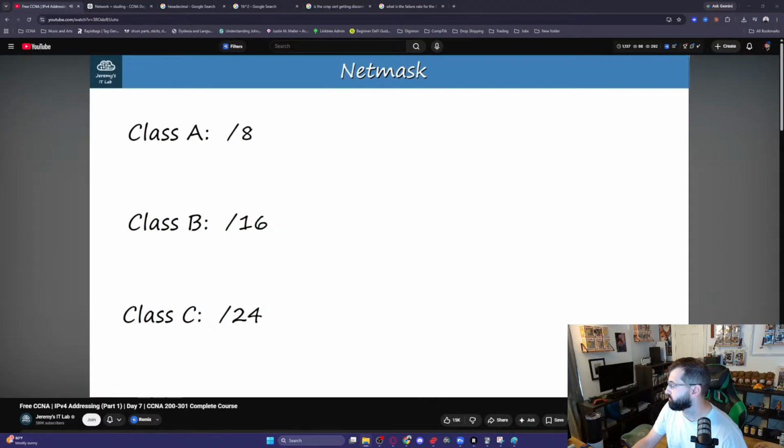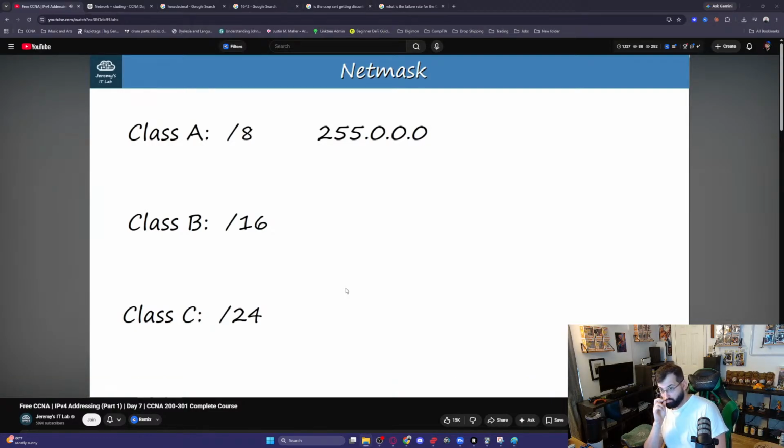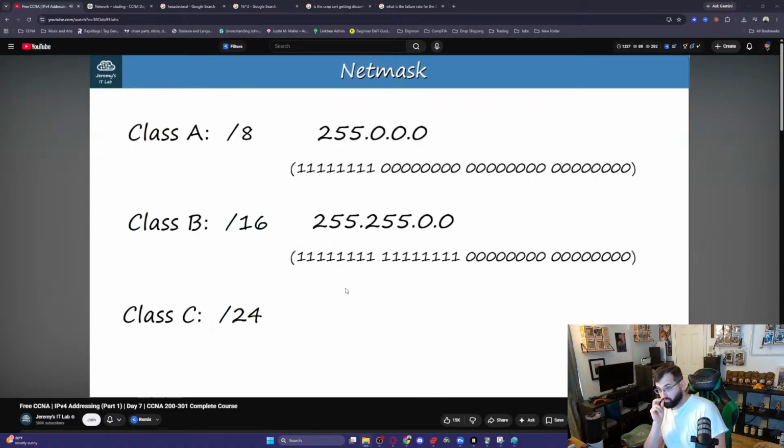A net mask is written in dotted decimal like an IP address, where the network portion is all ones and the host portion is all zeros. For example, the network mask of a Class A address is 255.0.0.0. That's the dotted decimal version of 11111111, followed by 24 zeros. So what do you think the net mask of a Class B address is? It's 255.255.0.0, which is 2 octets of ones, followed by 2 octets of zeros, written in dotted decimal.